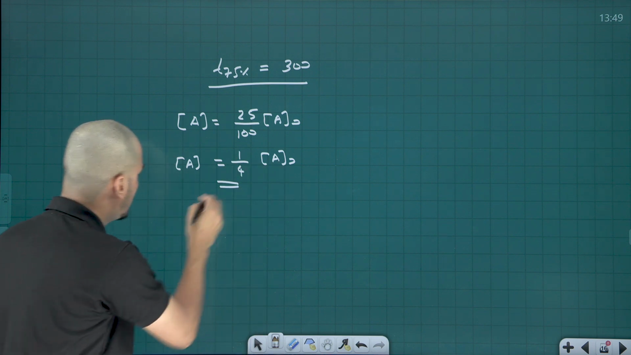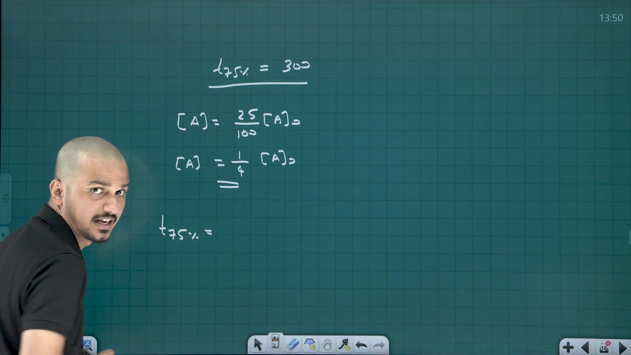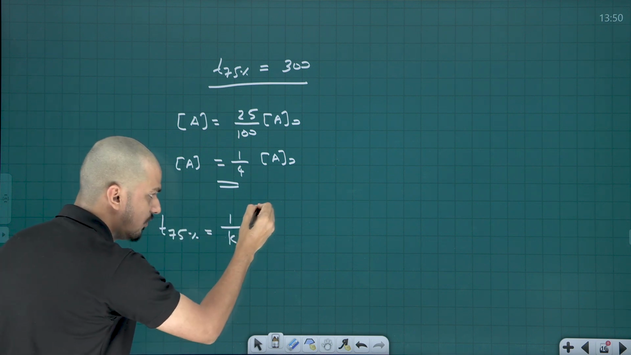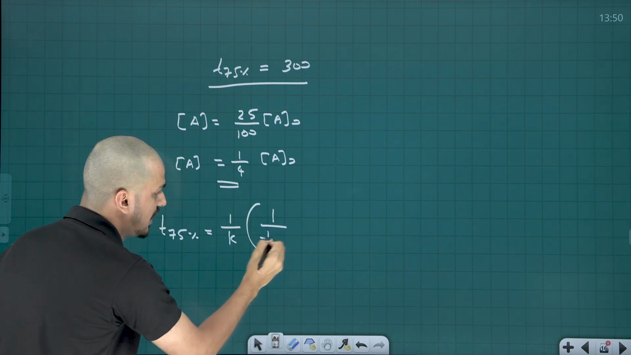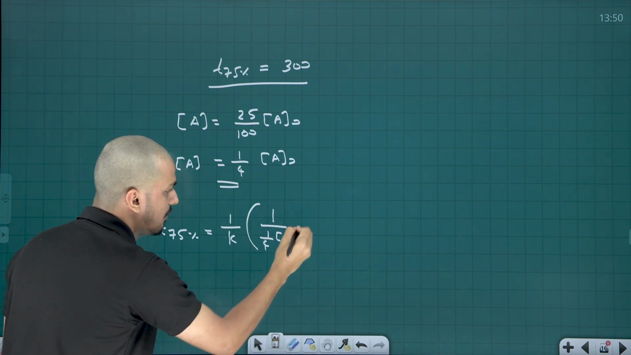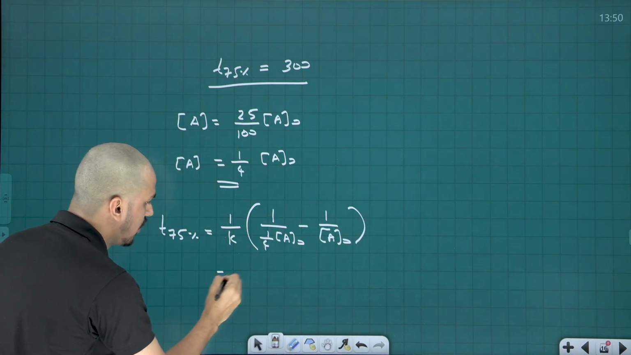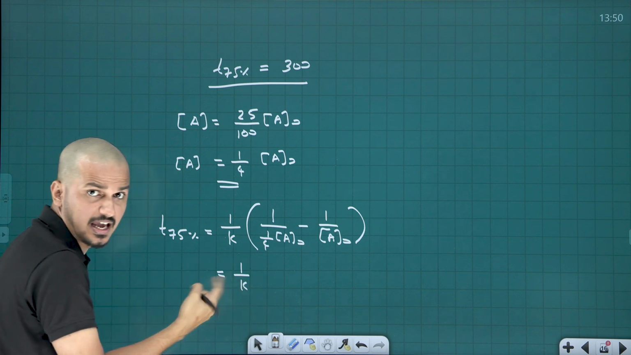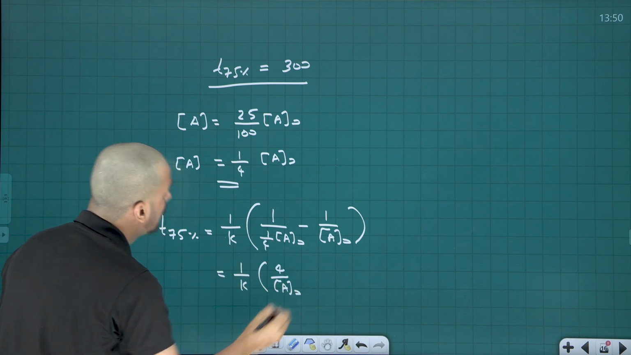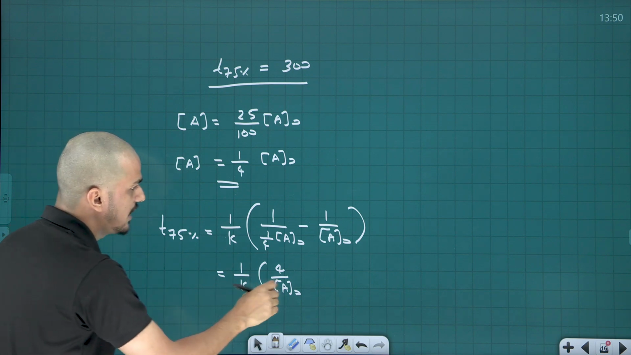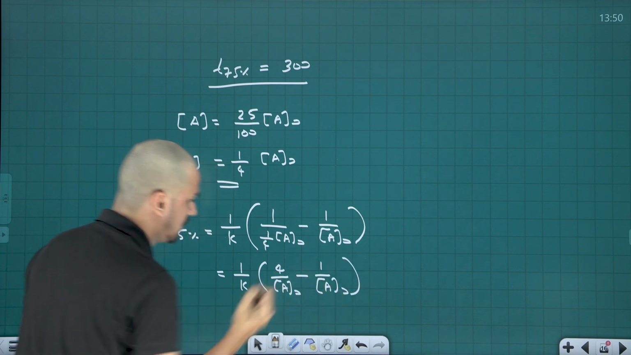That's the meaning. So from here I can write the equation: T 75% is equal to 1 by K into 1 by final. 1 by final is how much? 1 by 4 A0, minus 1 by A0. So this 4 will go to the top. 1 by K into 4 by A0, minus 1 by A0.